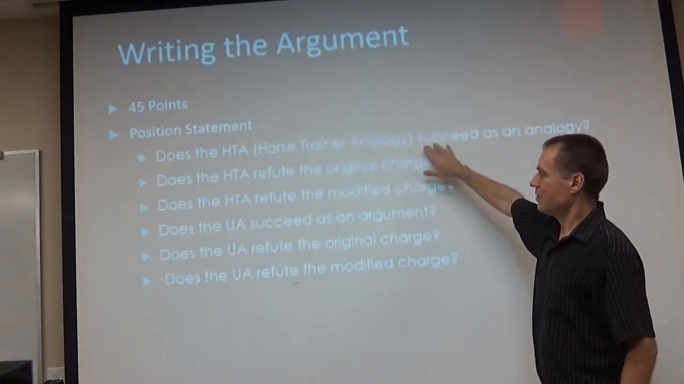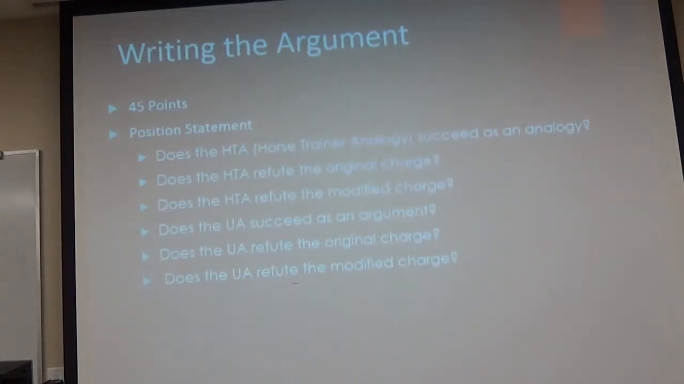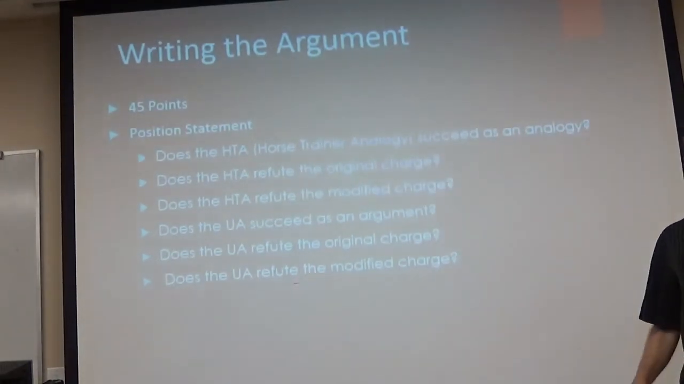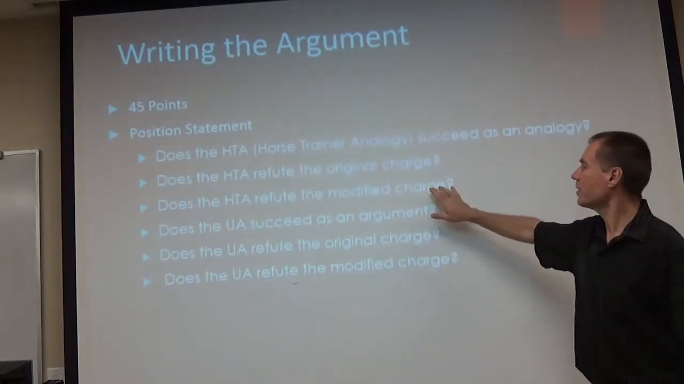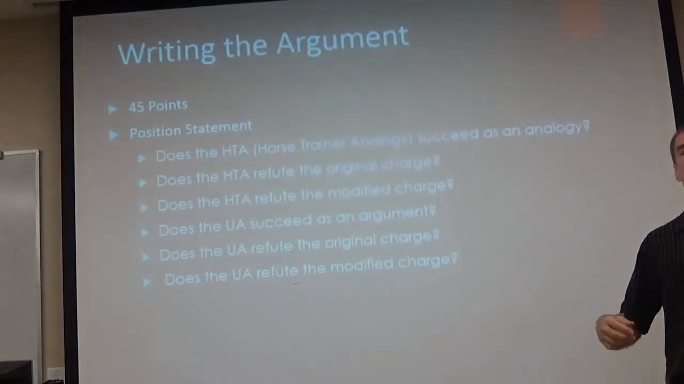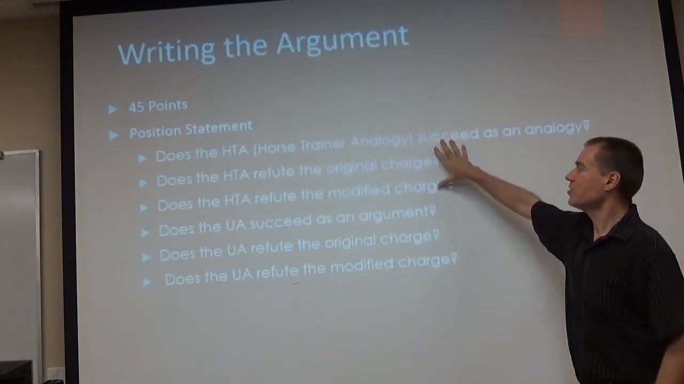The first question is, does the horse trader analogy work as an analogy? That's straightforward, yes or no. Secondly, does it refute the original charge, which is that he's a corrupter? That's also straightforward, yes or no. Thirdly, does it refute the modified charge, which is that he is the only corrupter? Again, this seems like a lot, but you can do this in one sentence.